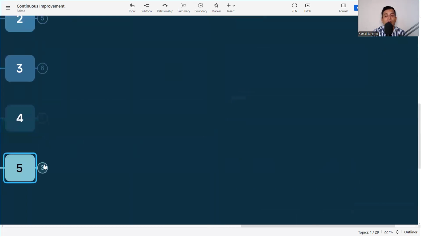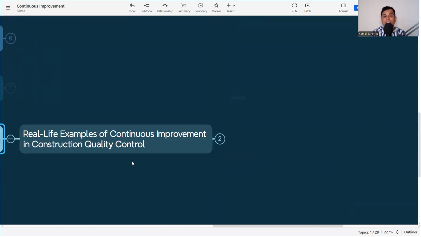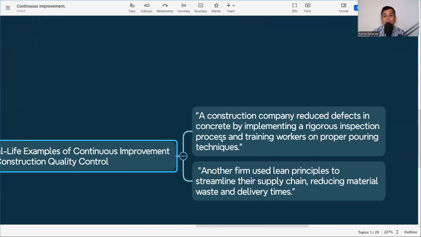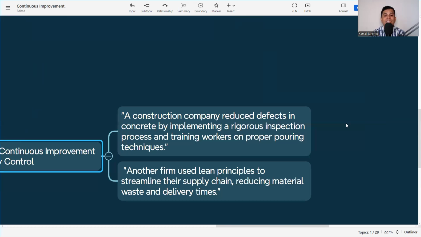Let's take an example of the PDCA cycle from quality control in construction. A construction company reduces defects in concrete by implementing a rigorous inspection process and training workers on proper pouring techniques. This way the concrete quality will be enhanced and waste will be reduced. Another firm used lean principles to streamline the supply chain, reducing material waste and delivery time. These are examples of continuous improvement.